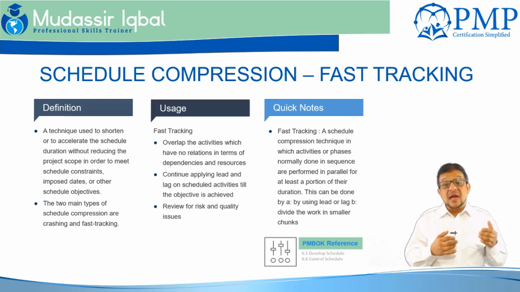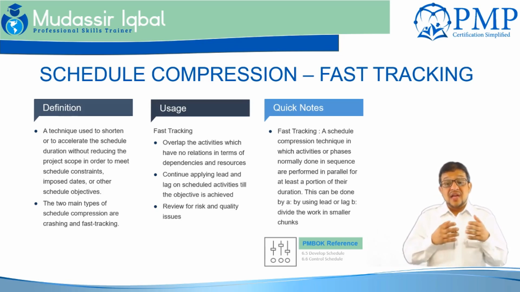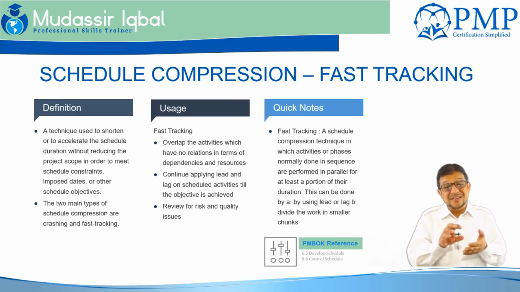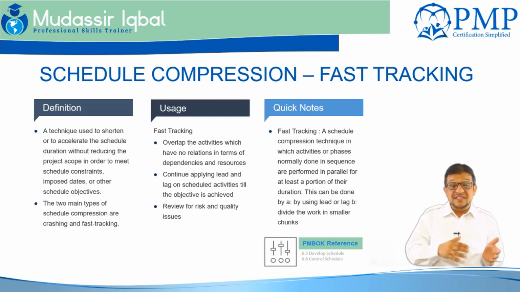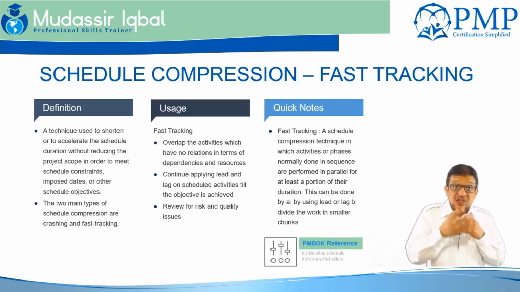Crashing and fast tracking cost the project. In crashing, we are adding resources. Too many people will crash into each other. And fast tracking is about speeding things up. Haste makes waste and is risky. So with crashing, too many people will crash into each other. Coordination, additional work may happen.